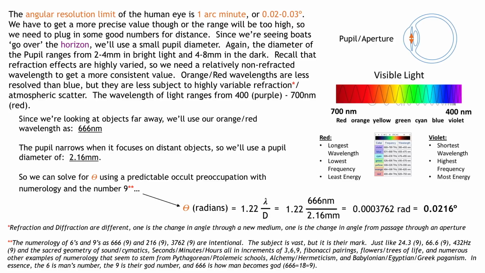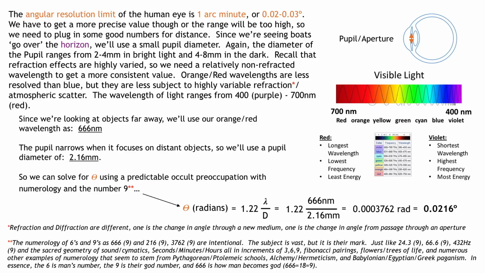So again, the diameter of the pupil ranges from 2 to 4 millimeters in bright light and 4 to 8 millimeters in dark. Recall that refraction effects are highly varied, so we need a relatively non-refracted wavelength to get a more consistent value for a distant object. So orange-red wavelengths are less resolved than blue, but they are less subject to the highly variable refraction effects and atmospheric scatter that we witnessed before. Recall that refraction and diffraction are different. One is the change in angle through a new medium. One is the change in angle from passage through an aperture.